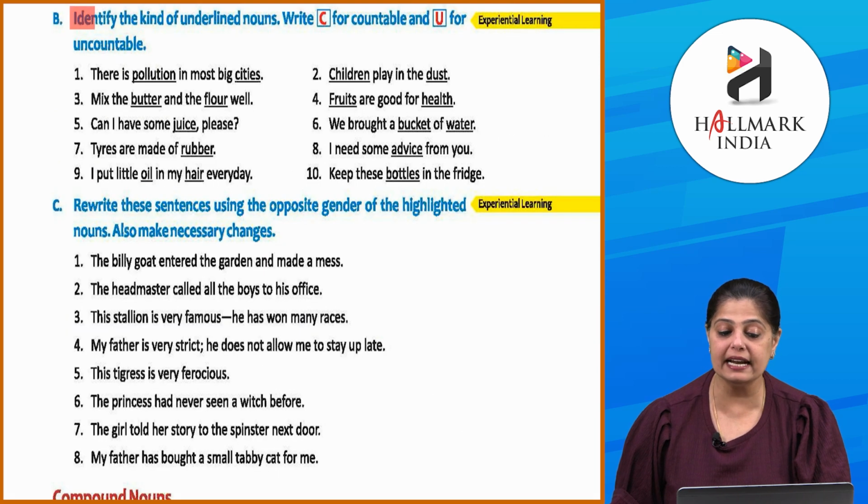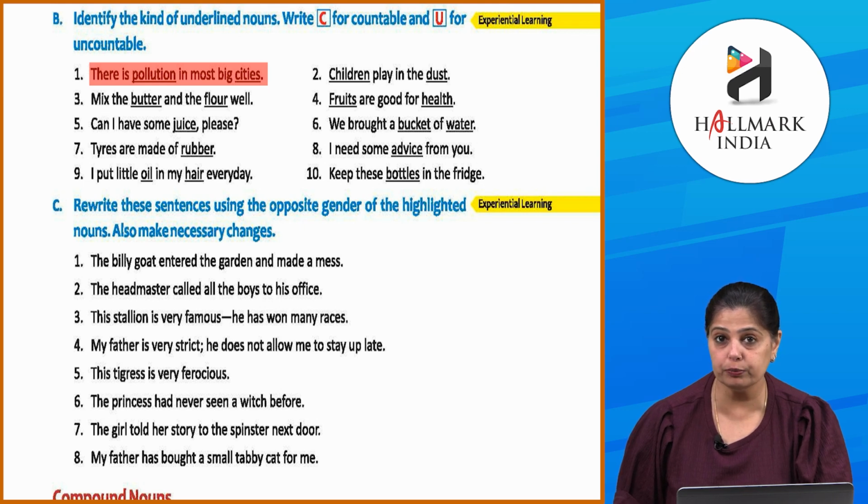Now, identify the kind of underlined nouns. Write C for countable and U for uncountable. There is pollution in most big cities. So, here, can we count them? What can we count? Can we count pollution? No. So, it is uncountable. Can we count cities? Yes, we can. So, that becomes countable.